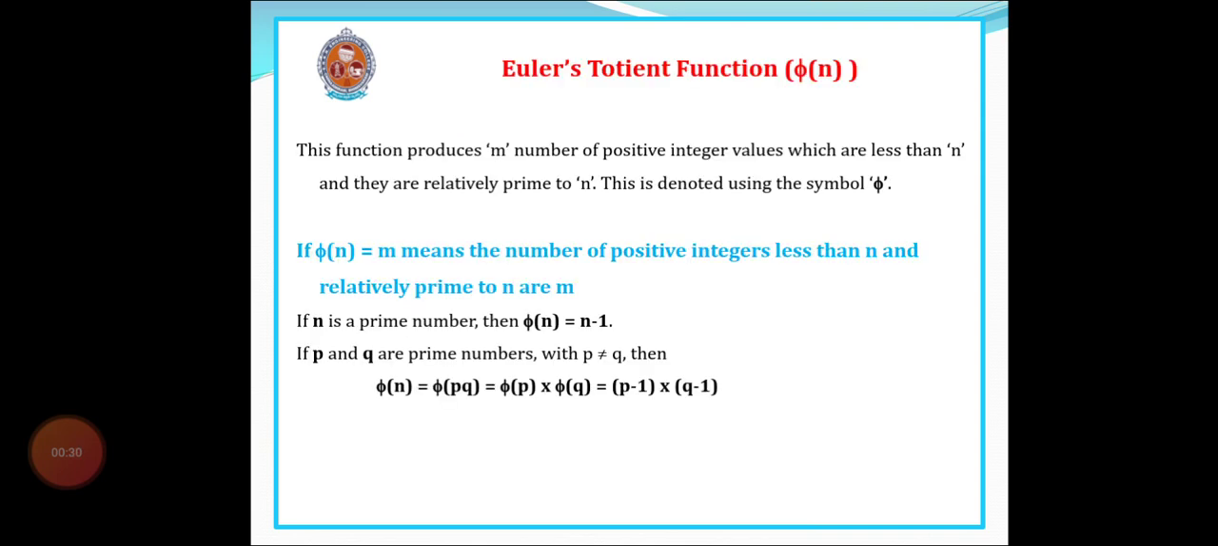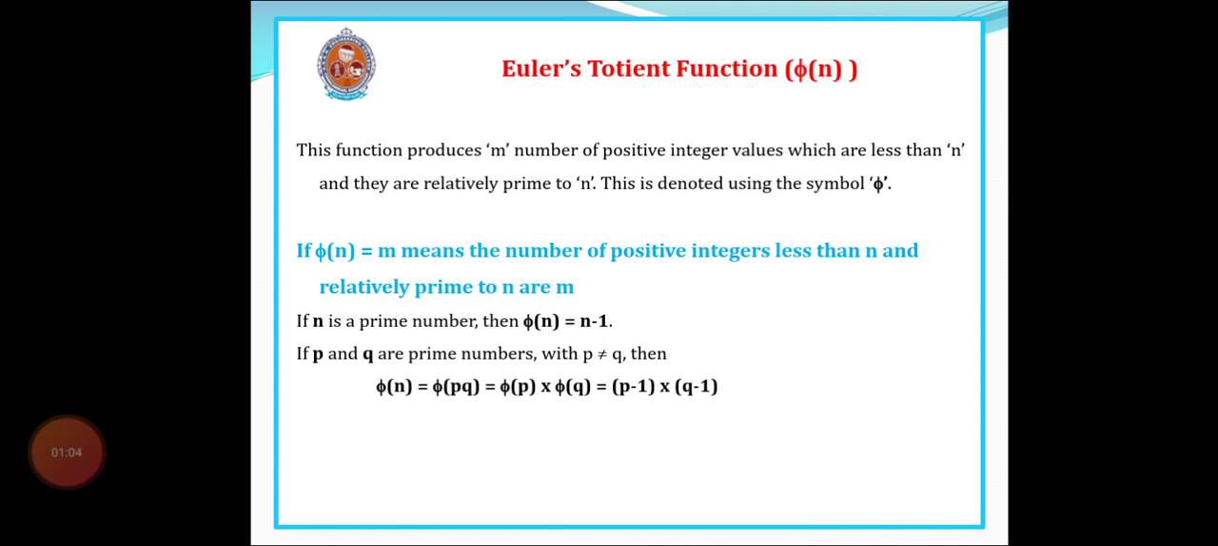First of all, our first topic is Euler's totient function, and it is denoted as phi of n. Here n is any integer. This function produces the value m, which is the number of positive integer values that are less than n and that are relatively prime to n. We can define phi in the following way. If phi of n equals m, it means the number of positive integers less than n that are relatively prime to n is m.